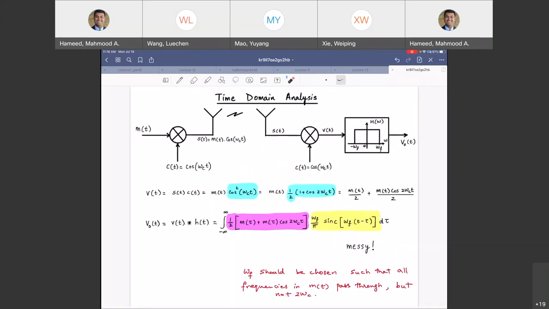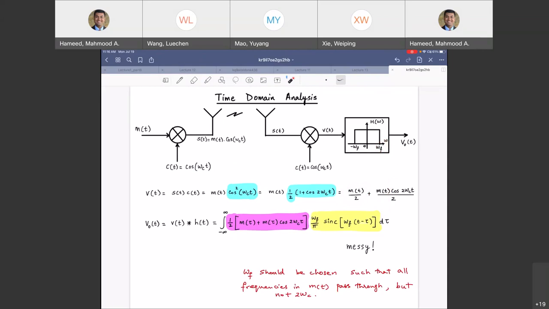Just a quick note that omega f, this frequency, should be so chosen such that all the frequencies of m of t go through, but the 2 omega ct terms should not get through. So you have a choice with the cutoff of the low pass filter.